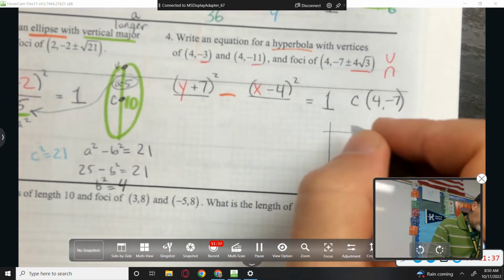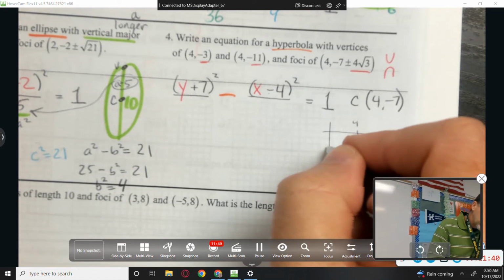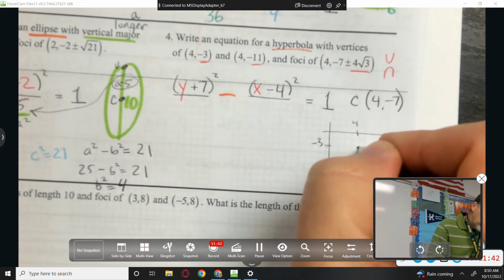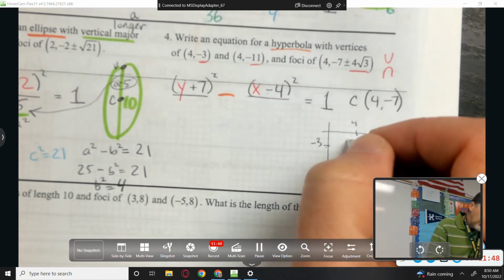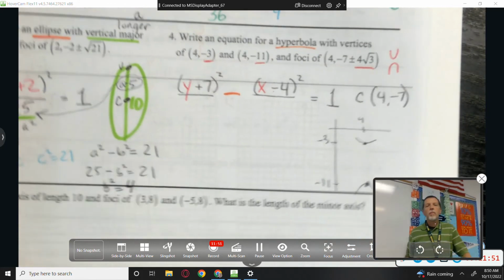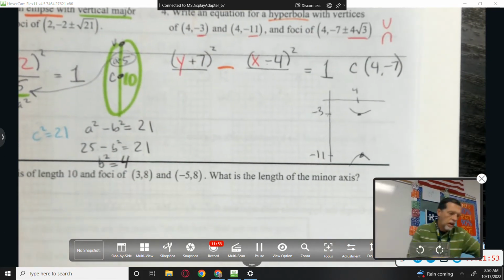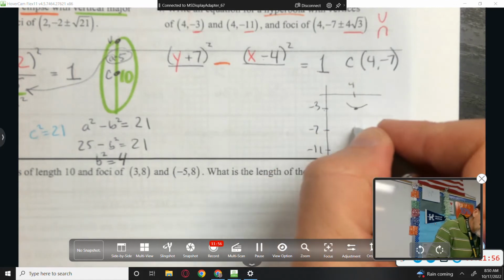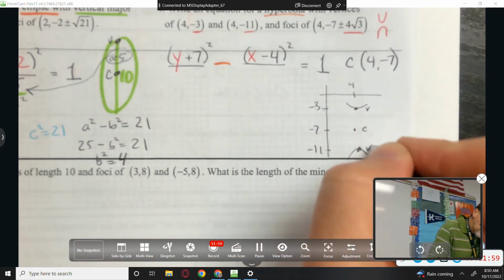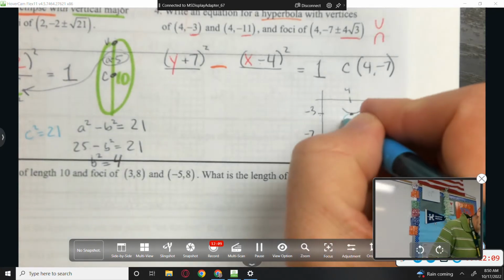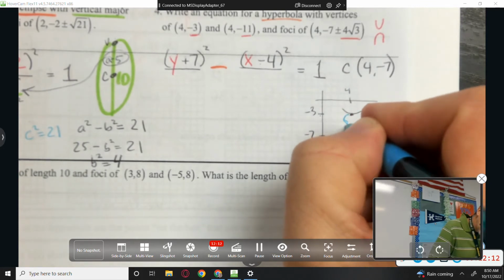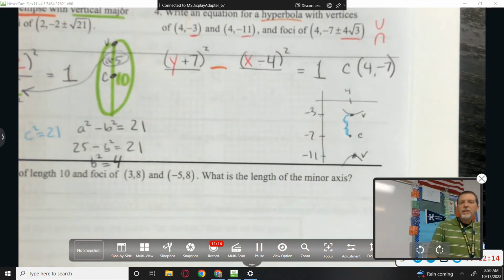I find graphing these helpful, or at least starting to sketch them. 4, -3, 4, -11, and then I can definitely tell that this is up and down. And we found the center was at -7. What can I learn from that? How far is that? And what do I do with it?